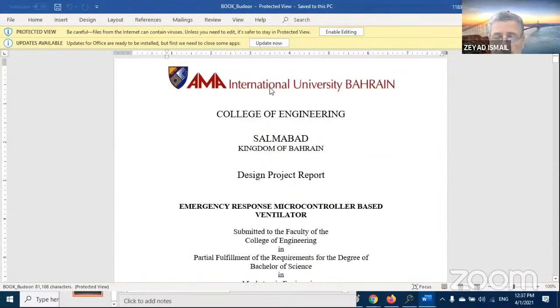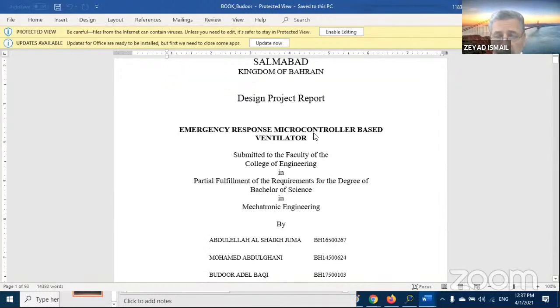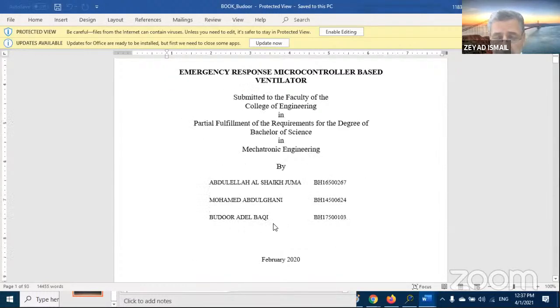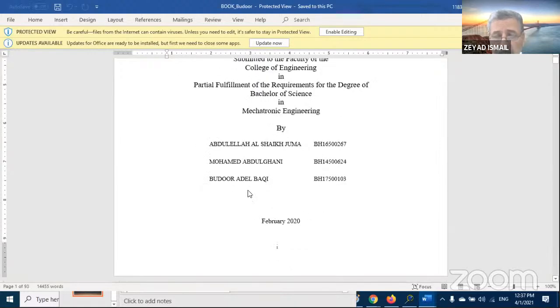So as we see here, this is a complete Capstone project. This is the first page, or the front page, of the project, and it should be bound and submitted to the department in three copies. Two copies will stay in the department, in the college, and one copy will go to the library. It will include all of this information: the title, the students' names, and the period that they have done.